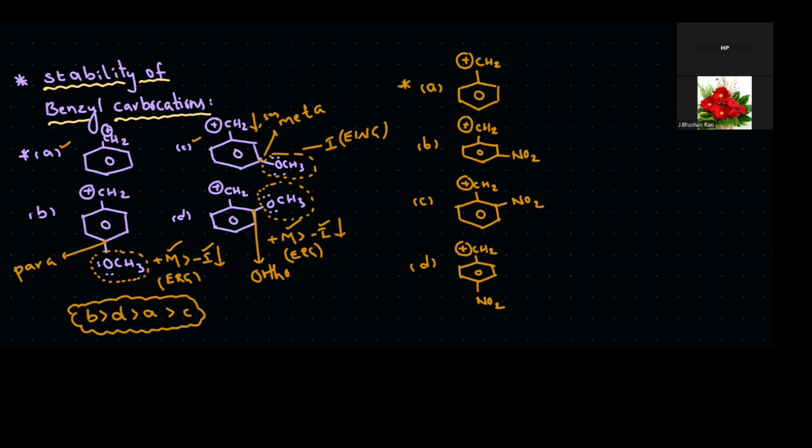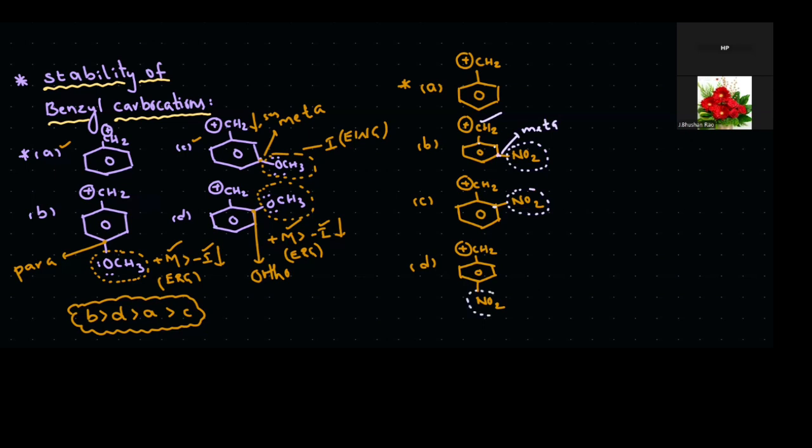In the first case, no group, either releasing or withdrawing, is present. So it is a constant only. Next, coming to the second compound, one NO2 group is attached at the meta position. Why is this meta? With respect to the carbocation, 1, 2, 3, the third position is the meta position. The adjacent position is the ortho position. Now the last compound, this position is the para position.